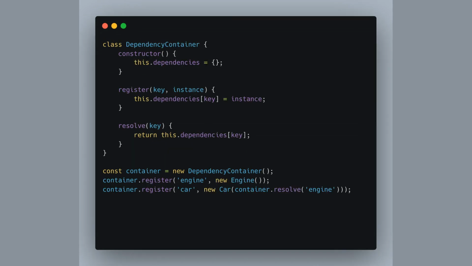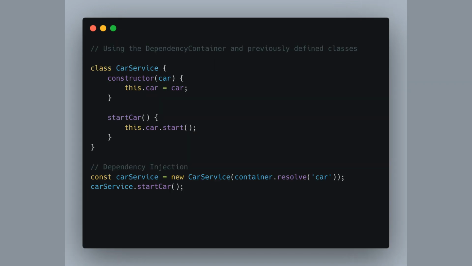Let's set up a basic dependency injection container. Here, we create a DependencyContainer class with a method to register dependencies and another to resolve them. By registering dependencies, like Engine and Car, we store them in a key-value pair. When we need a specific dependency, we simply call the resolve method with the key. This setup allows us to manage dependencies centrally and inject them wherever needed, making our code more modular and easier to maintain.